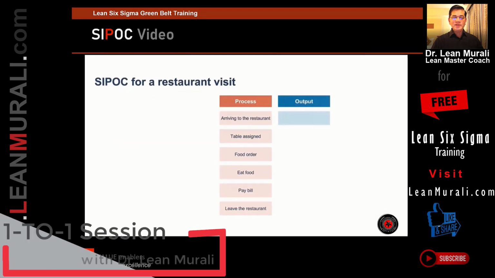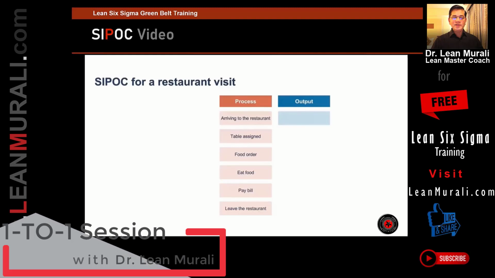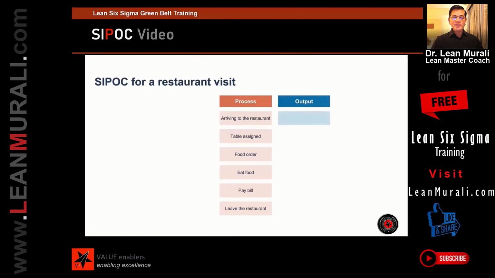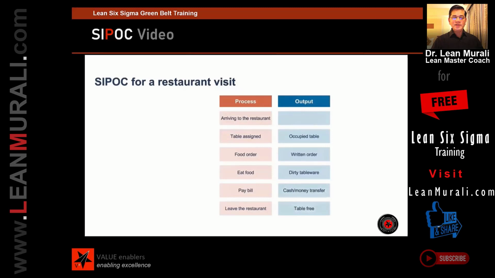What are the outputs? In this case, we can see that when the customer is arriving at the restaurant, there isn't necessarily an output. In this case, there is no output, so we're just going to skip that one. And when a customer is assigned to a table, the output would be that a table is occupied. When the customer is ordering some food, the output of that would be a written order, something that the waiter has written on a piece of paper. And when the customer has eaten their food, then you're probably going to have some dirty tableware. And we're going to continue that way.